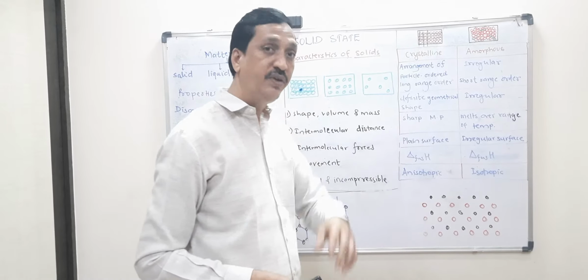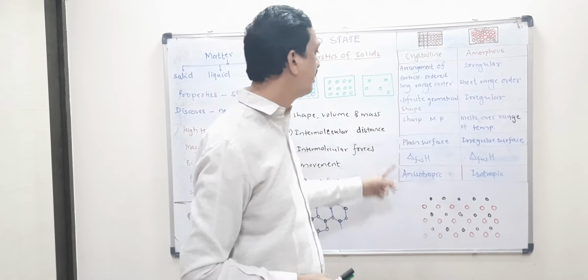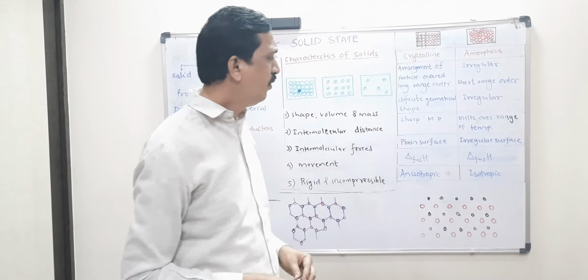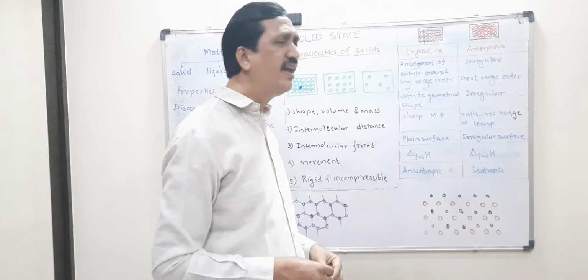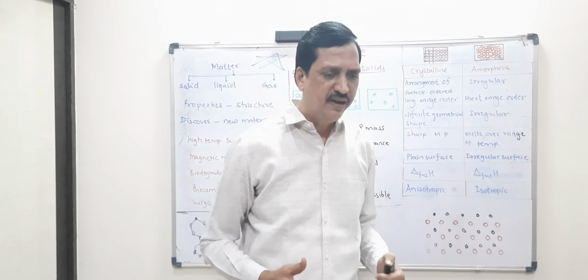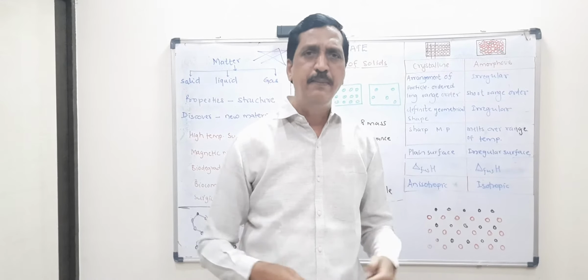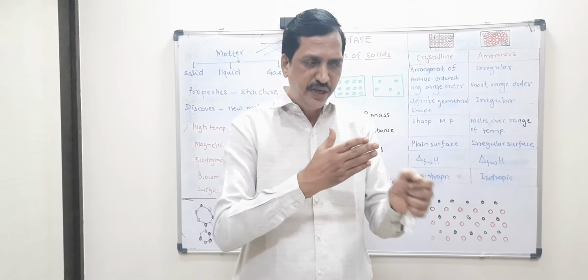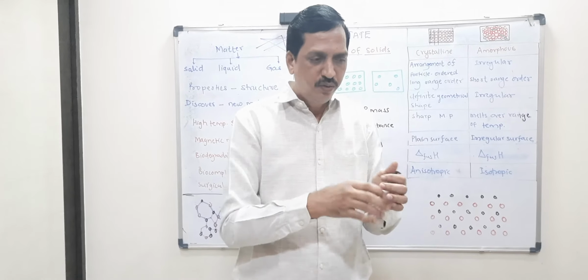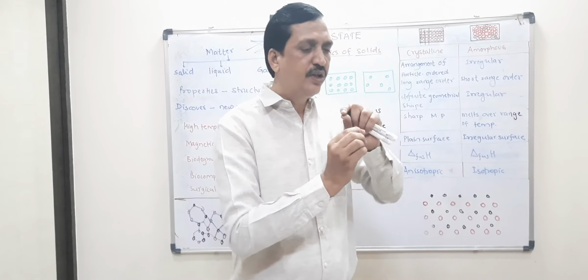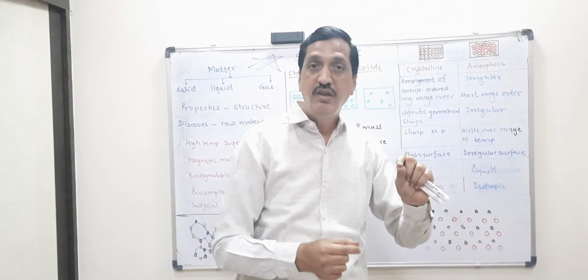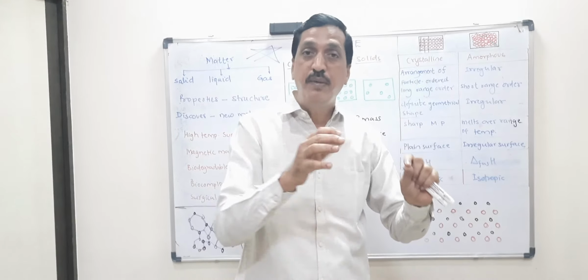Another important property which you should know, students, is that crystalline substances are anisotropic and amorphous substances are isotropic. So what do you mean by isotropic and anisotropic? See what happens. Consider any property, like refractive index, and try to measure it in any direction. If that particular property is measured in a particular direction, you get some value, and if it is measured in some other direction, you get some other value.